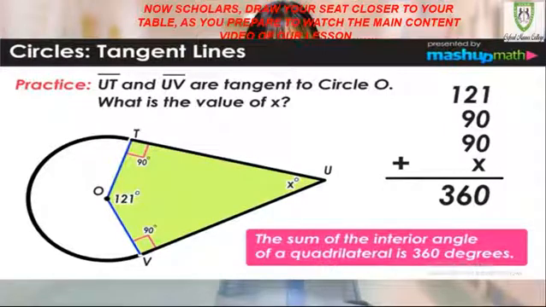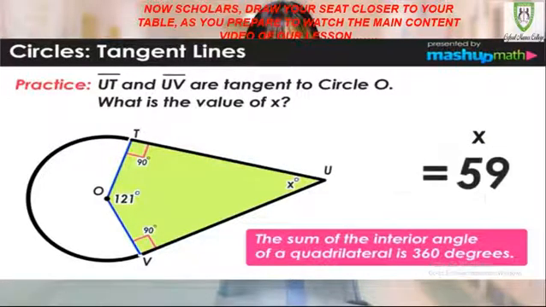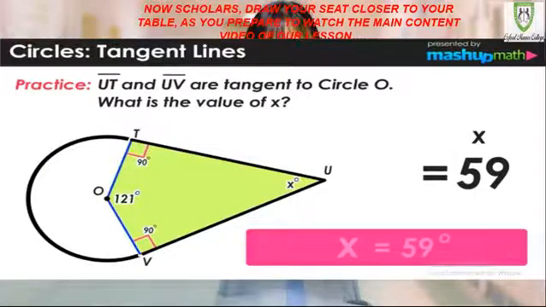And now we can just use some basic algebra to isolate the value of x and find out its value. In this case, adding the three angles that we do know gives a value of 301. Subtracting 301 from 360 results in 59, which is the value of x, and we can conclude that angle U is 59 degrees.